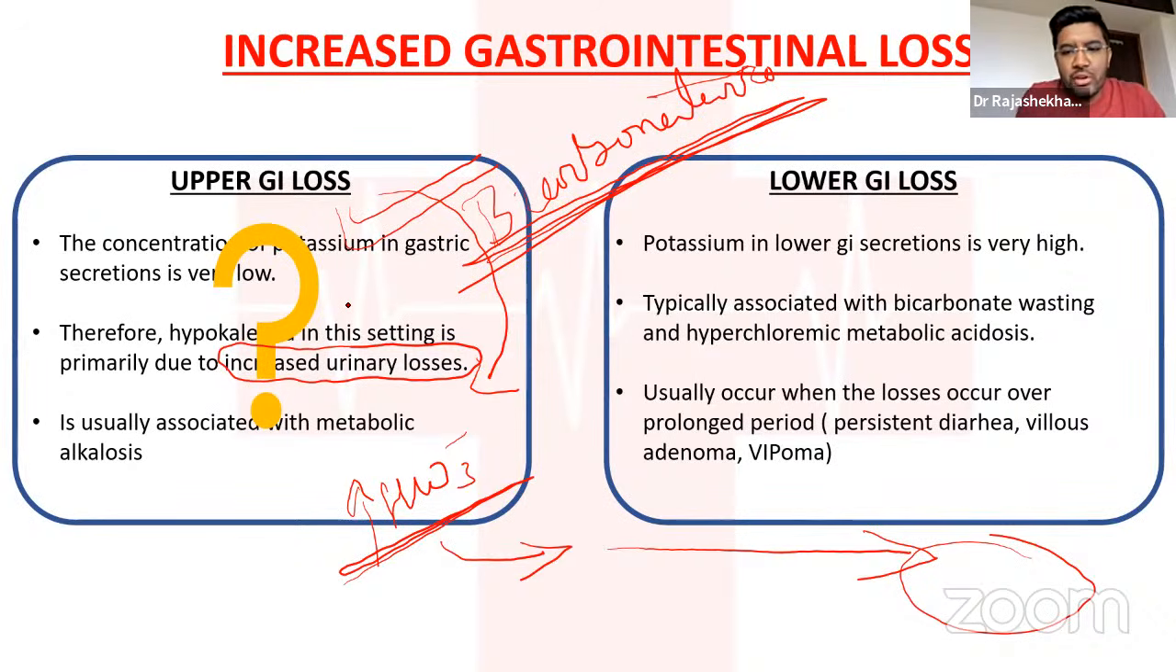Even if you measure the urinary potassium in case of upper GI loss or severe vomiting, it is going to be very high. So it's a natural tendency to think that potassium is getting lost from the GI tract in severe vomiting. It is not the case. In severe vomiting, the potassium is actually being lost through the kidney. Whereas in the lower GI loss, it is straightforward, the potassium is directly secreted by the colonic cells, which is going to be lost in the stool.